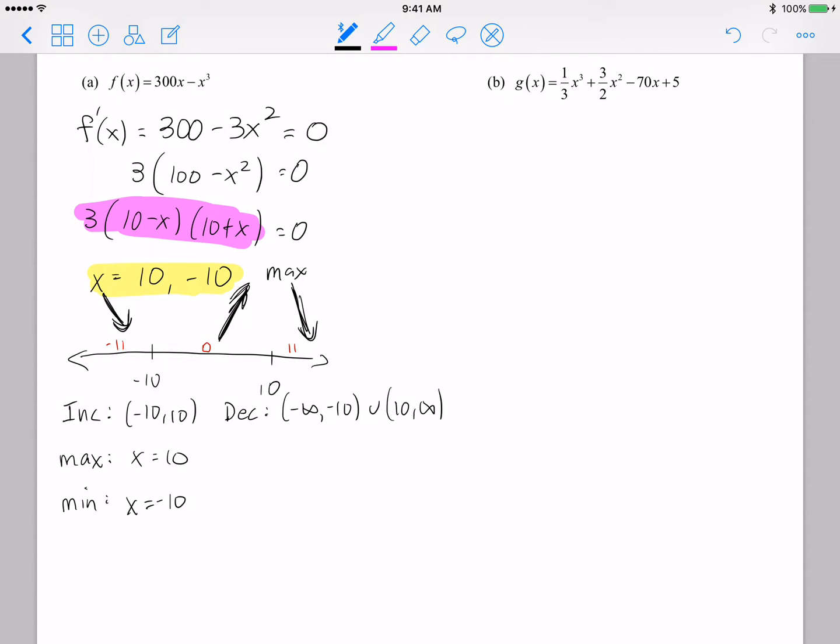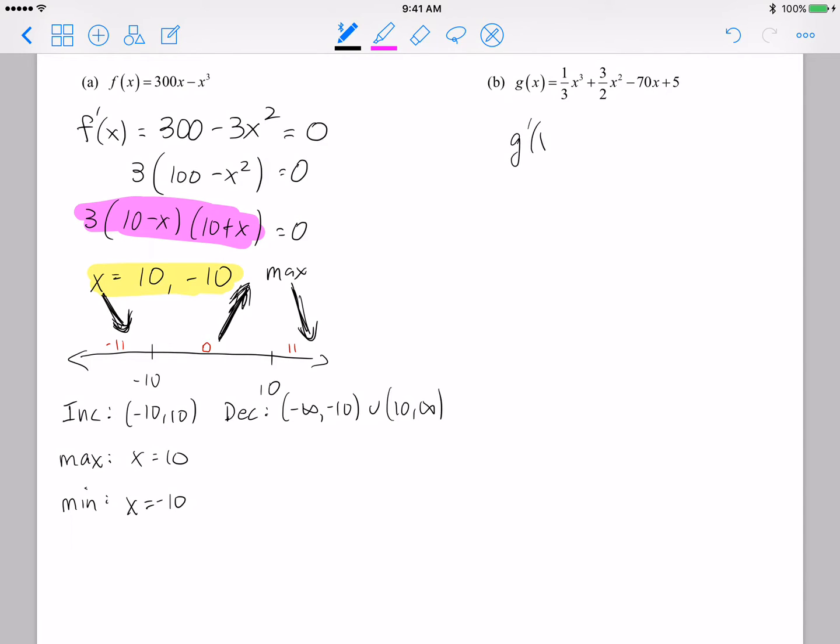For the opposite reason, the function went from decreasing to increasing here, which created a minimum at x equals 10. Okay, example B, g of x is equal to 1/3 x cubed plus 3/2 x squared minus 70x plus 5. I'm going to work through this one a little more quickly, only because it's very similar to example A.